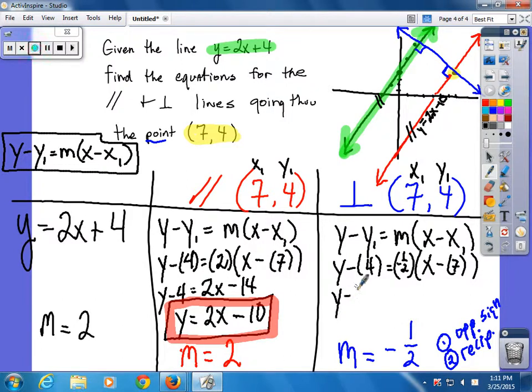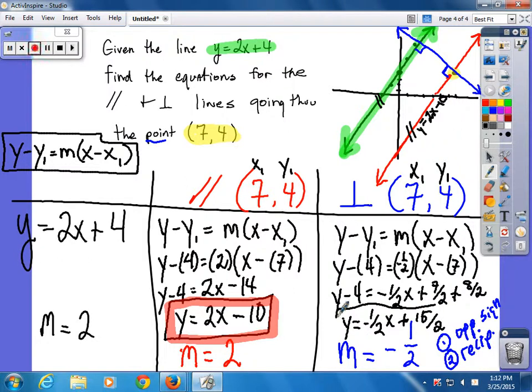Y minus 4 is equal to negative 1/2 x plus 7/2. Bring this 4 over as 8/2. And your final answer is y is equal to negative 1/2 x. And what's 7 plus 8? 15/2. And no, I'm not going to tell you where that 8/2 comes from. And that is your equation for your what? Blue line.